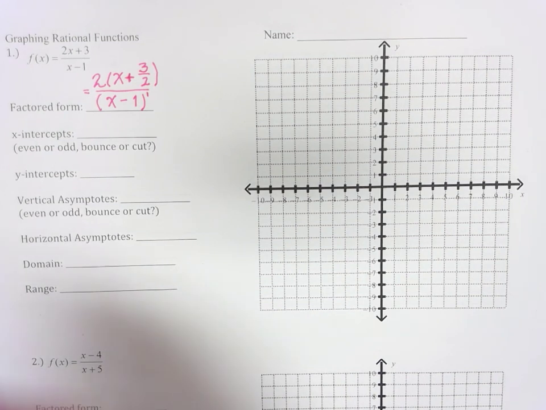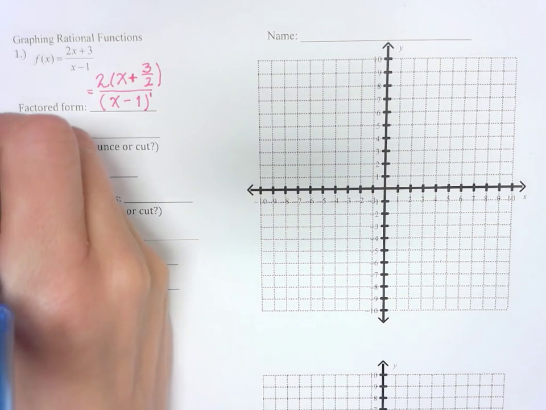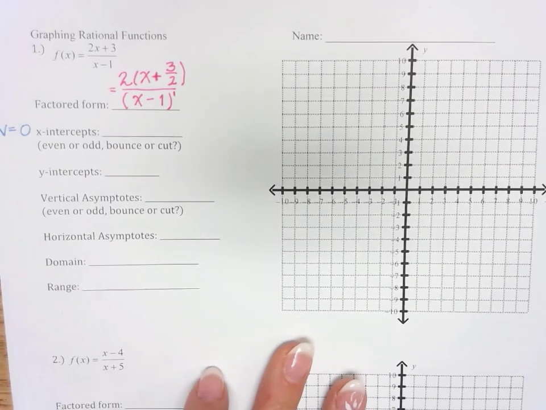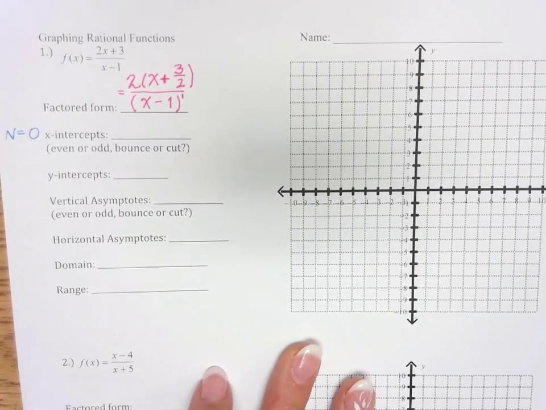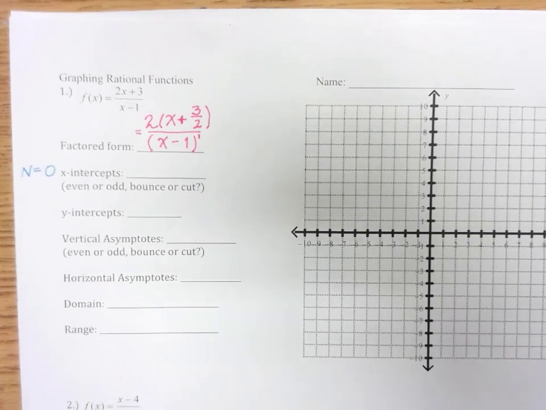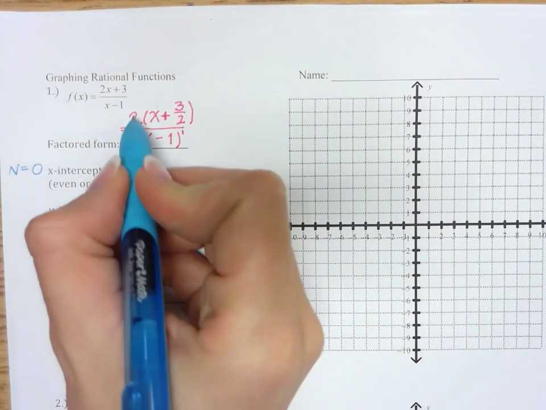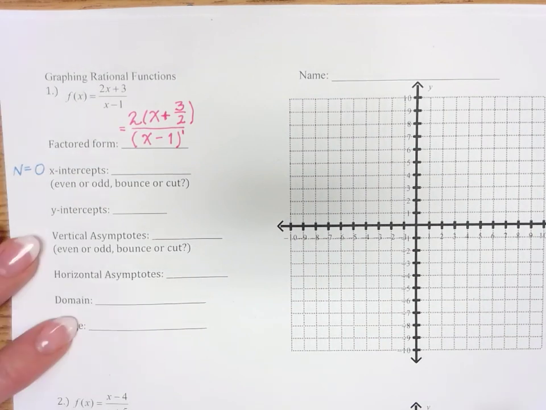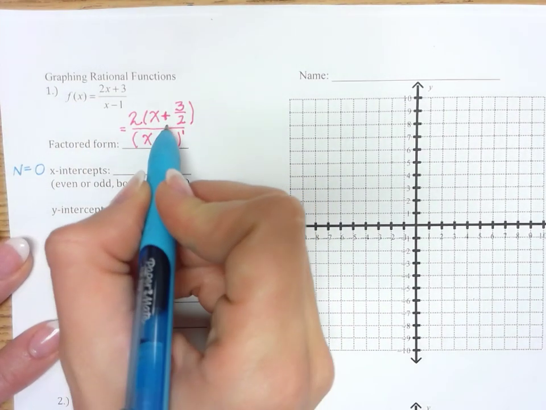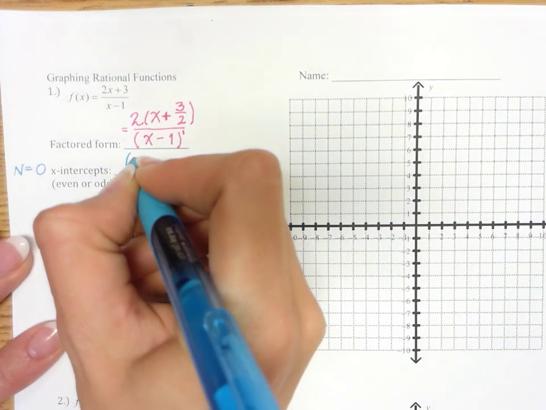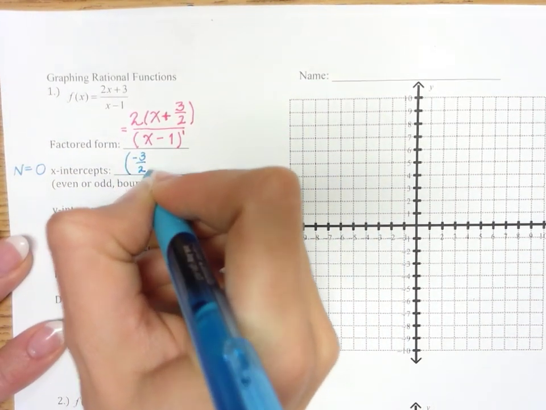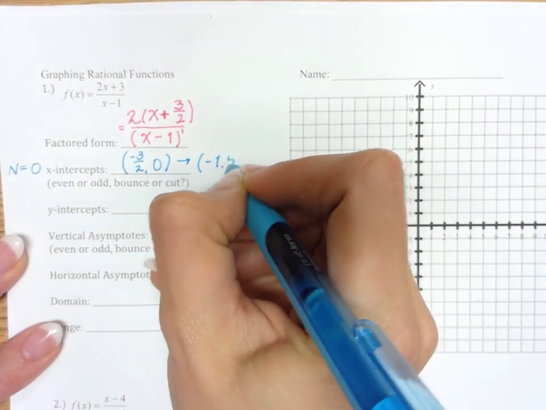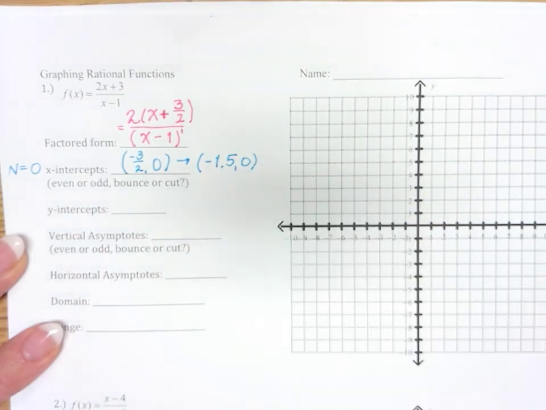X intercepts. The way you get the x intercepts, in a nutshell, is by setting the numerator equal to 0 and solving, okay? So if you have to put a little note for yourself, then go ahead and do that. If I set my numerator equal to 0, no, you do not need to set 2 equal to 0. 2 doesn't equal 0, it doesn't give you anything. If I set the factor equal to 0, essentially using zero product property, I'm going to get negative 3 over 2 comma 0, which is the same as negative 1.5 comma 0.